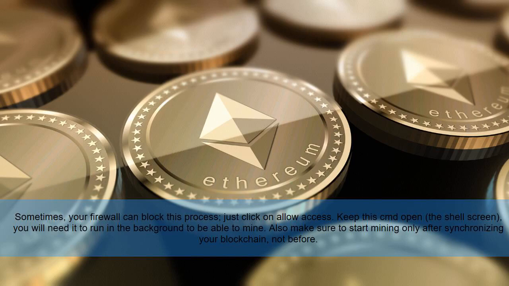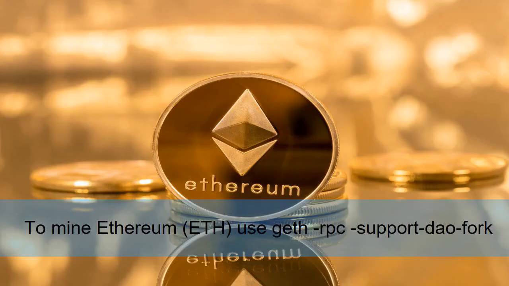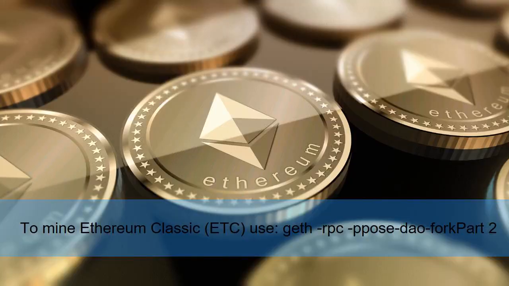Also make sure to start mining only after synchronizing your blockchain, not before. Due to the DAO hard fork, you will have to specify if you want to mine in the hard fork chain or without the hard fork chain. To mine Ethereum, use geth rpc support DAO fork. To mine Ethereum Classic, etc., use geth rpc post DAO fork part 2.